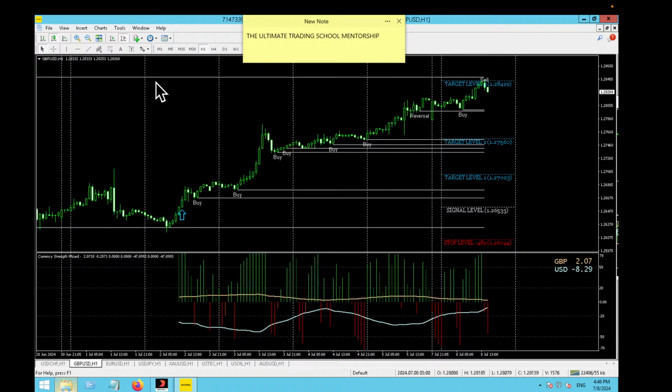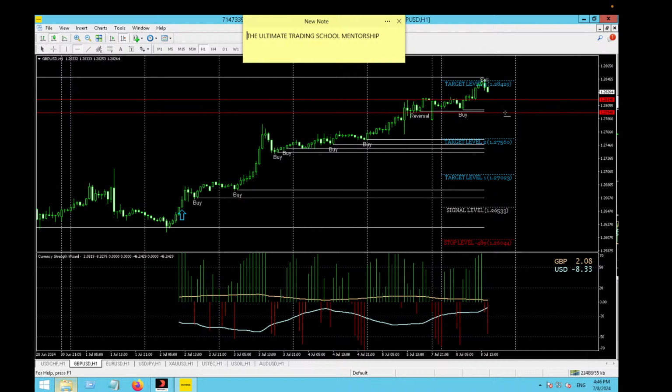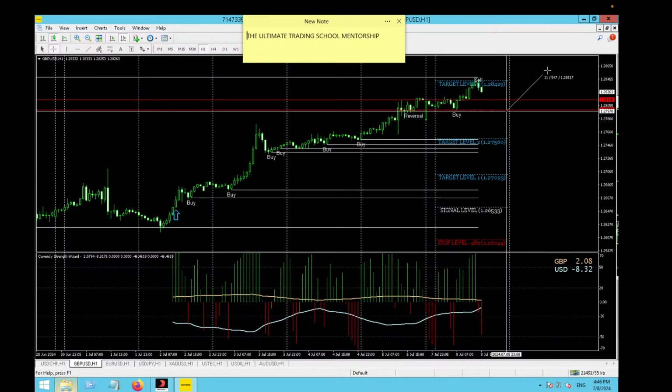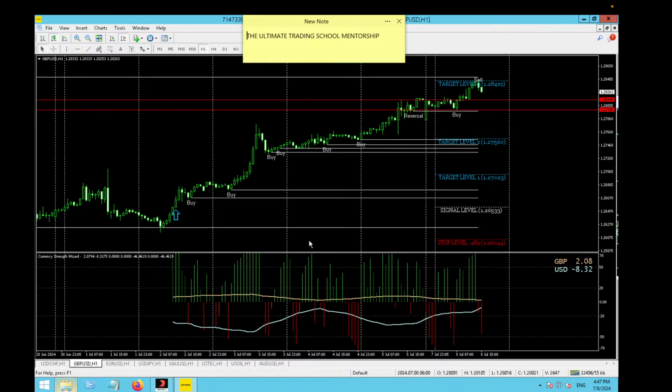It has to retrace at around this level here that I had entered a buy position, and it has created some fair value gap. So if price comes around this area during the New York session, I'm looking to enter another buy position. If price retests this fair value gap at around this area, I'm looking to enter another buy position and risk a very small amount. So let's wait for that and see if it will happen during this New York session. So that was a nice setup on the British pound against the dollar.